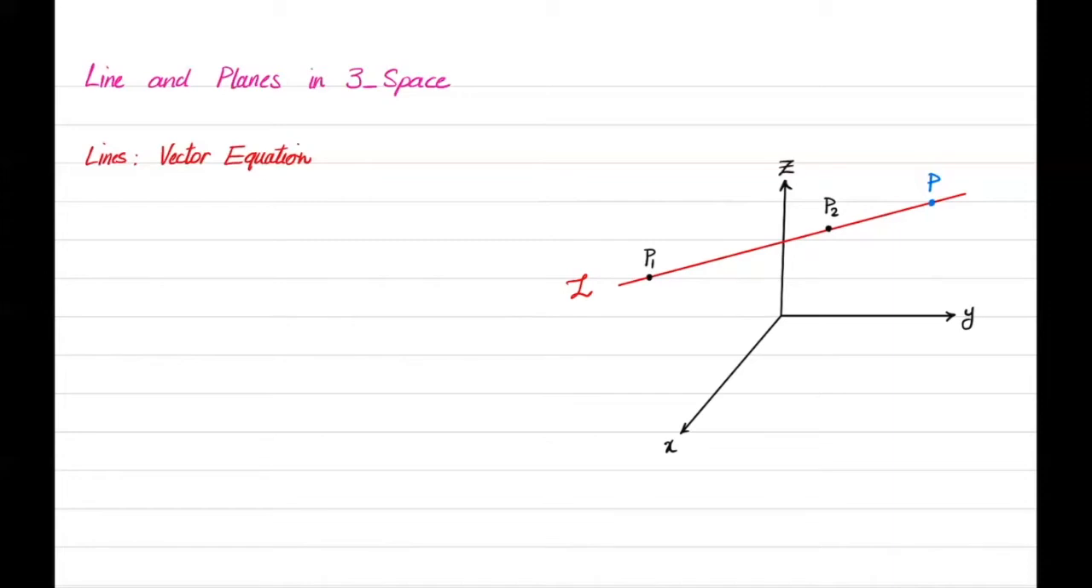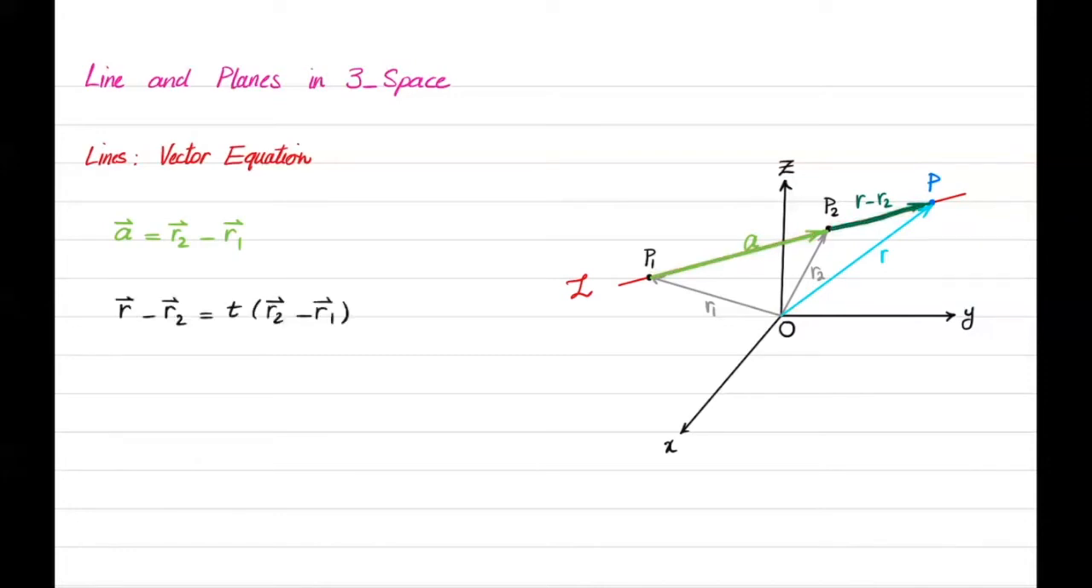We can define different vectors for each one of these 3 points. This will be vector R1, this is vector R2, and this will be vector R. Now we can define a new vector, vector A, which is R2 minus R1. So this will be vector A. We see that vector A is parallel to vector R minus R2, and this is R minus R2. It's clear that vector A and vector R minus R2 are parallel to each other.